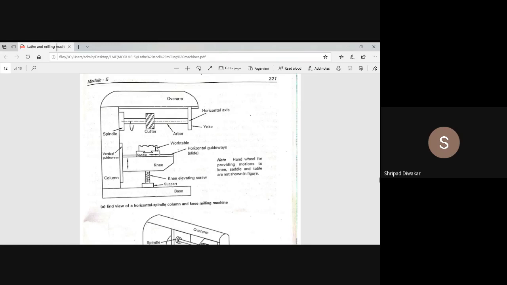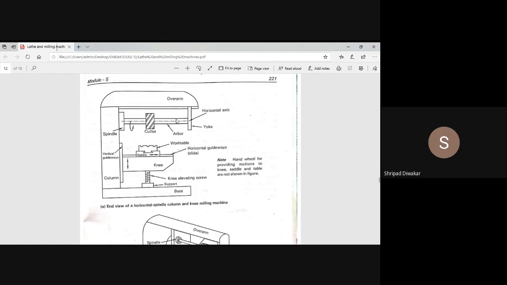And the work table is there. You can see this is the work table, the important part in the milling machine. On the work table, we are going to hold the job, whether it is square or rectangular. On the top we have the milling cutter, a multi-point rotating cutter, whereas in a lathe machine we have a single point cutting tool. This cutter is fixed to the arbor, as it is called in a milling machine.